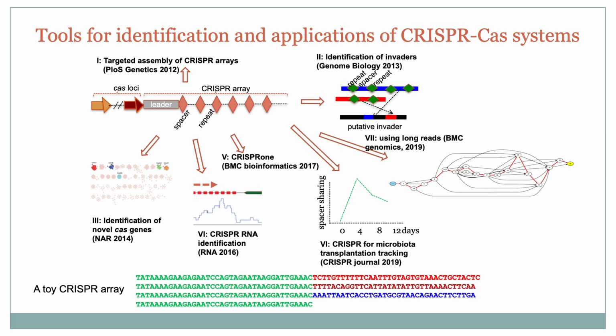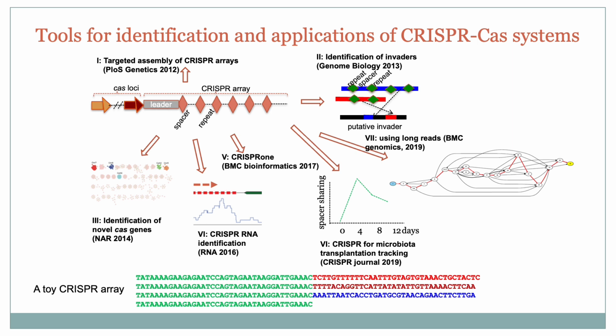Due to the repetitive nature of the CRISPR arrays, they may be difficult to assemble from short reads. You can see a toy CRISPR array at the bottom of the slide. The array contains 3 spacers showing different colors, separated by 4 repeats shown in green.